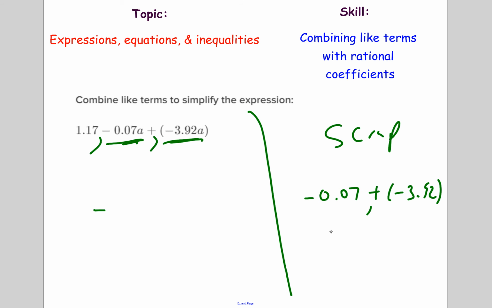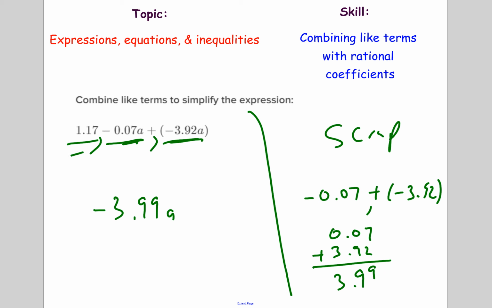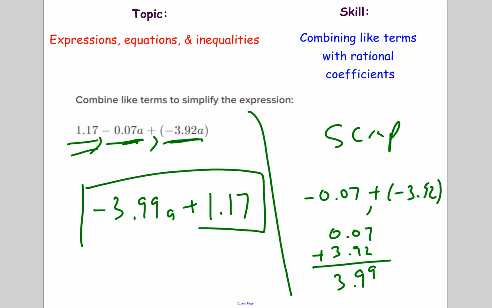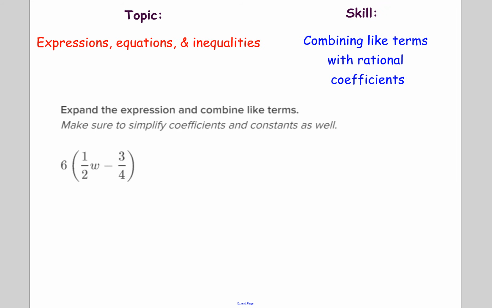Well, they're both negatives, so I would just really be adding these two numbers up and putting a negative sign in front of them. So 0.07 plus 3.92: 7 plus 2 is 9, 0 plus 9 is 9, 0 plus 3 is 3. So this is negative 3.99a, and I'm left with positive 1.17, so plus 1.17, and we are done. That's it, simplified. Do we have any more? Yep, we have one more.